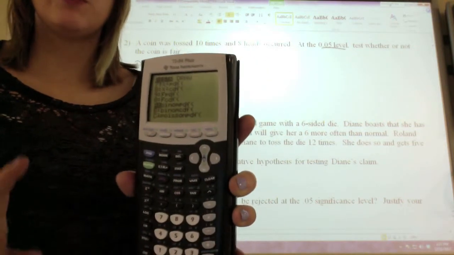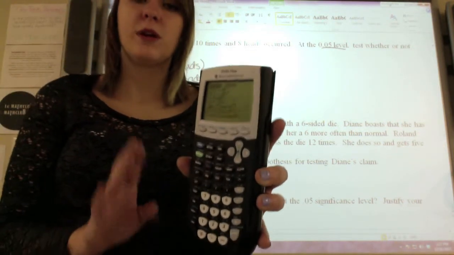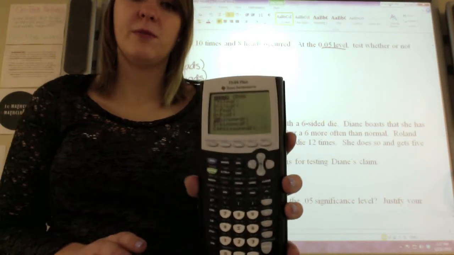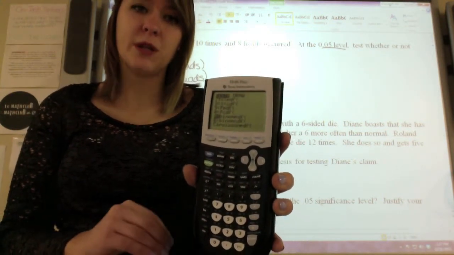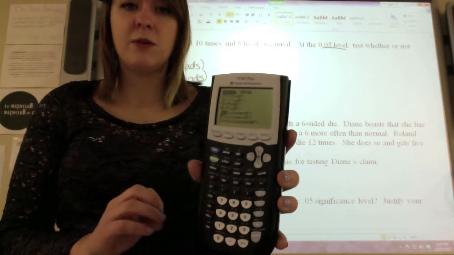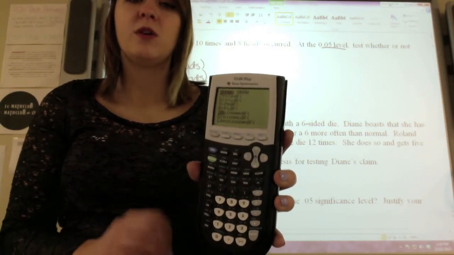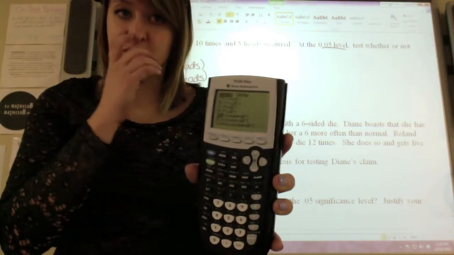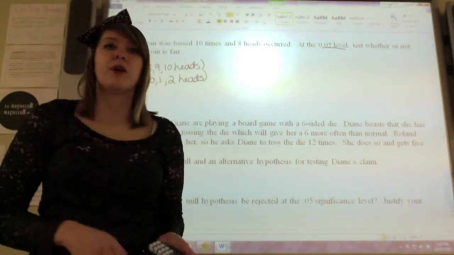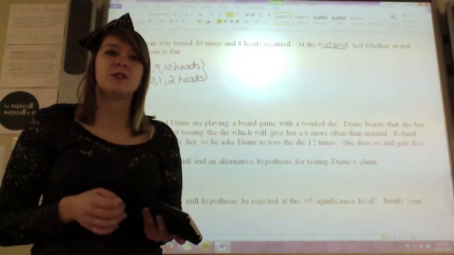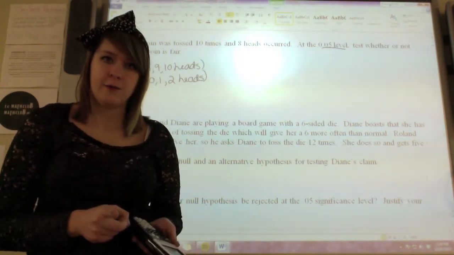Okay, so these are actually really helpful because we're going to use these to calculate binomial probabilities. Binomial PDF stands for binomial probability distribution function, and binomial CDF stands for binomial cumulative distribution function. So cumulative means that we're adding up a bunch of stuff, whereas PDF means that we're just finding one specific value.